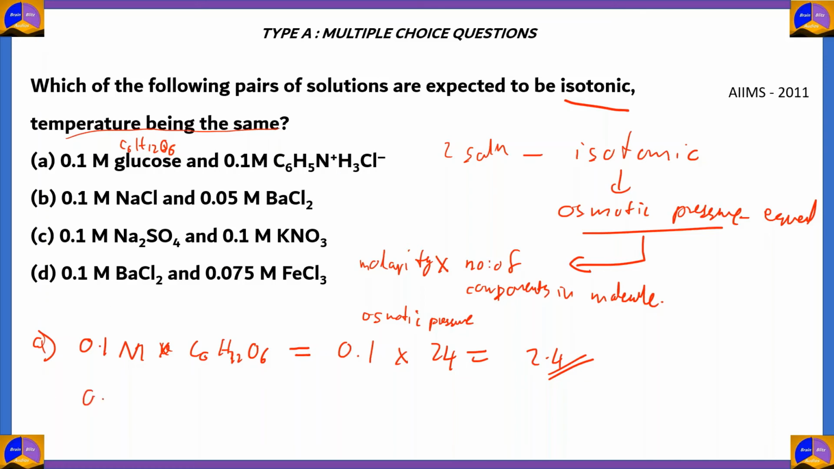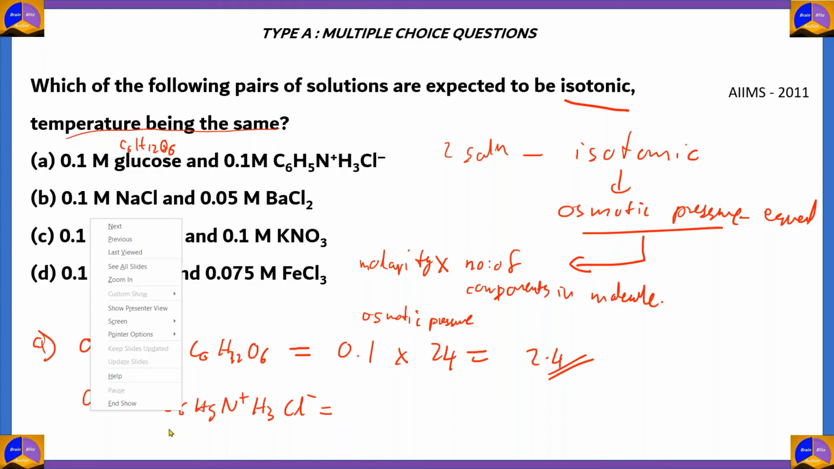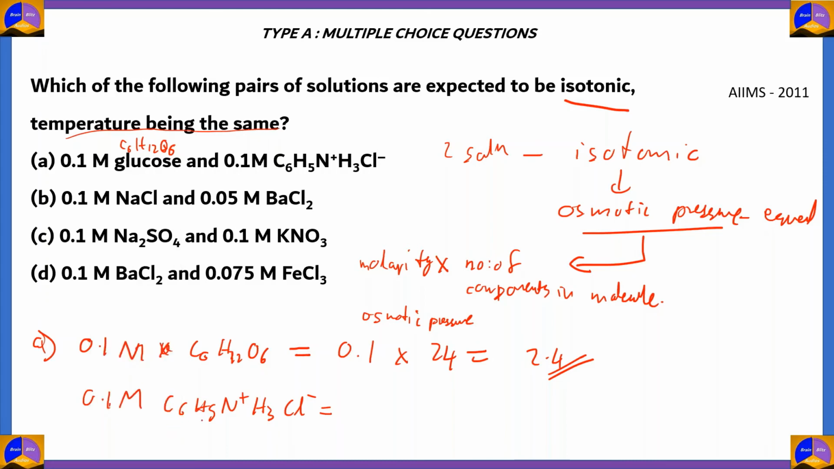But let's look at our second component. So that's 0.1 molar of C6H5N2+Cl-. So that has six atoms carbon plus 5 atoms hydrogen. So that's 11 atoms plus 1 atom nitrogen, that makes 12, plus 3 atoms of hydrogen, that makes 15, plus 1 atom of Cl, that makes 16. So 0.1 into 16, which is 1.6. So as you can see, these are not equal. So this option is wrong.